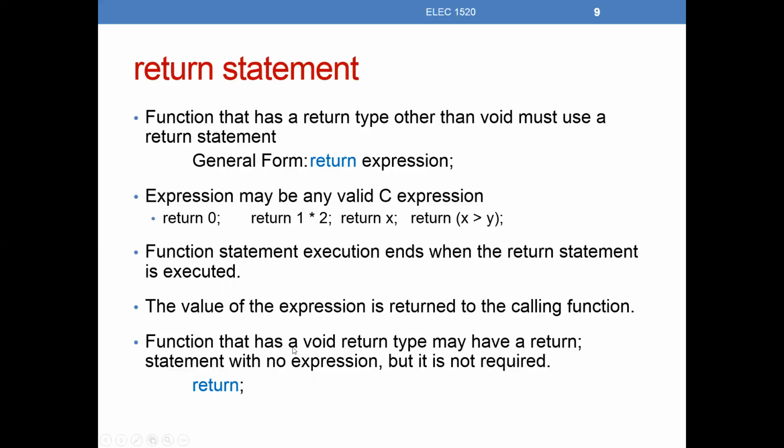If the function has a void return type, you can use a return statement just like this, return followed by a semicolon, so no expression, but you can leave that out. Most of the time you'll see functions that are written with a void return type not have the keyword return in them.